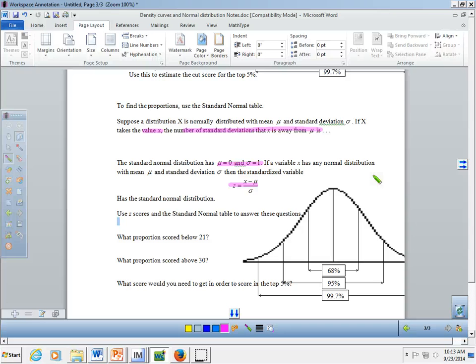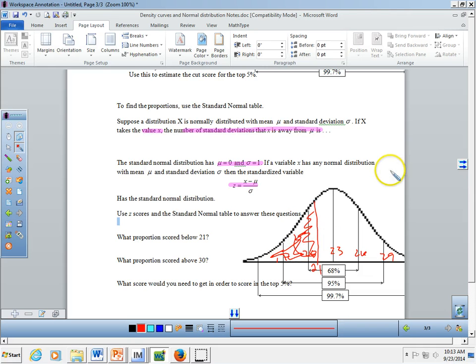So now let's a little bit more accurately find these proportions that we're going to do at the top. First, for a score below 21. Like we were saying, this is 23, this is 26. Again, this is this ACT distribution. So 21 falls right here, not on a standard deviation. I still want to know what proportion of individuals scored below 21, what proportion of test takers scored below a 21?